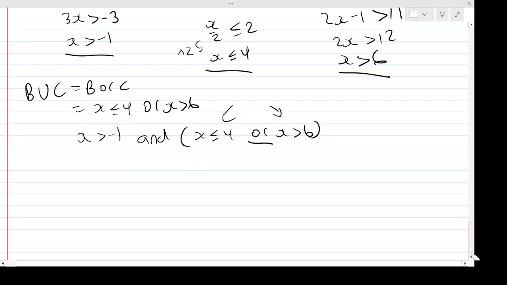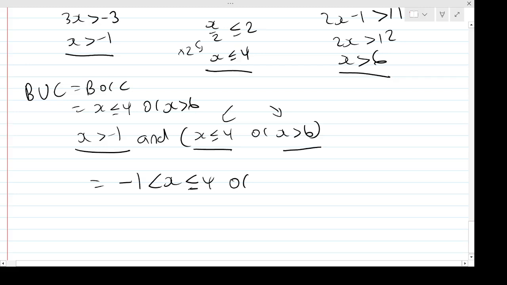If we combine x greater than minus 1 with these two inequalities, x has to be less than or equal to 4, and x has to be greater than minus 1. So minus 1 is the lower bound for x, but x has to be at most 4. That is the first inequality. Or, x greater than 6, but also x has to be above minus 1.